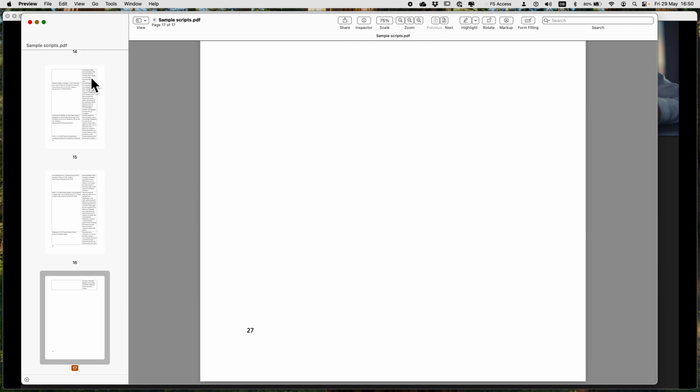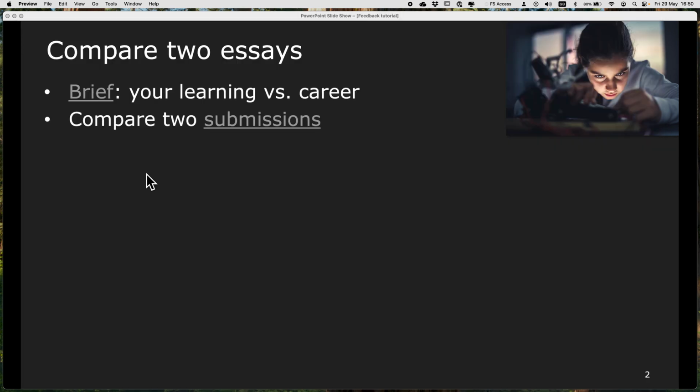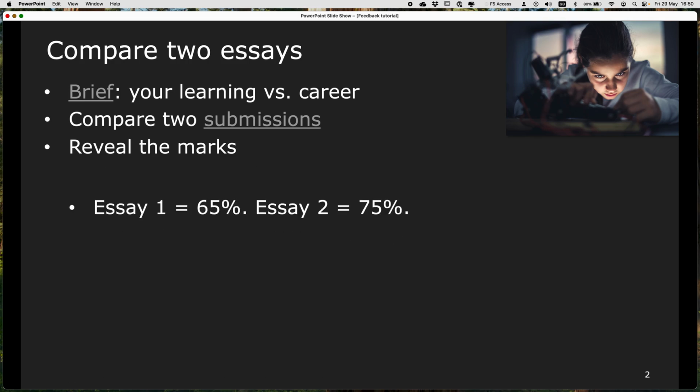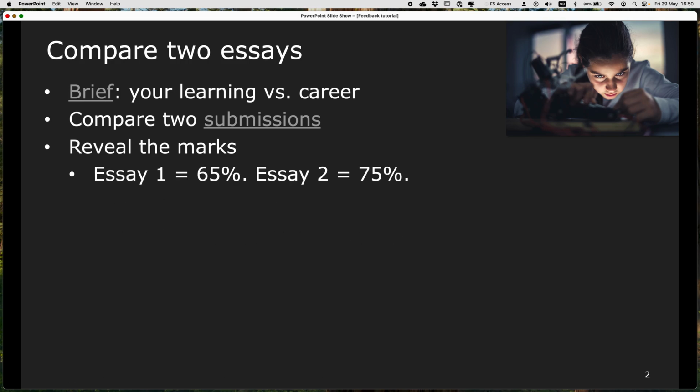Okay, so we got to the end of the samples. What did you make of them? What's your evaluation? Let's have a look at what the marks actually were. So essay number 1 was 65%, essay number 2 75%. Keep in mind that they are both strong essays. 65% means very good in qualitative terms. Essay number 2 evaluated as excellent.